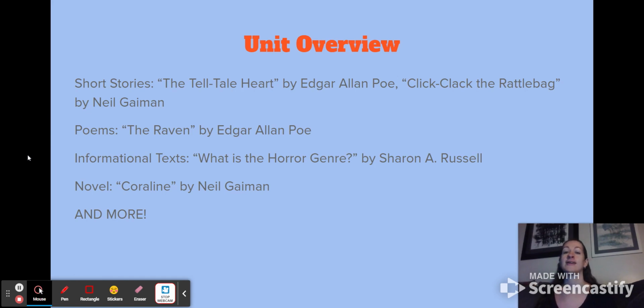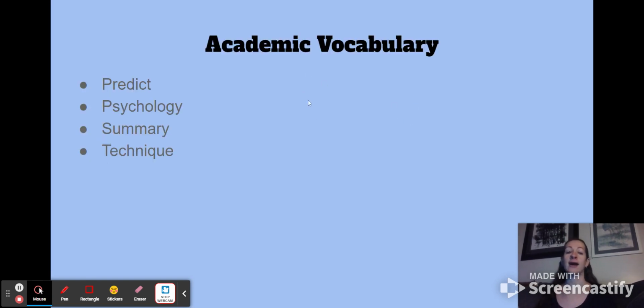We're actually going to take a look at that today so that we're able to define some academic terms that we're talking about and differentiate that as a genre. And we're also going to be looking into Coraline by Neil Gaiman and more. There are some reader's choice activities that you're going to be able to do independently. This is just a brief overview for you. All right, so our academic vocabulary terms that we're going to dive into are predict, psychology, summary, and technique. So let's go ahead and jump in and discuss each of those terms.